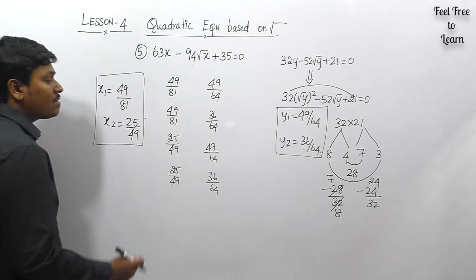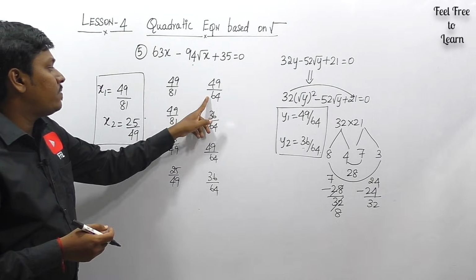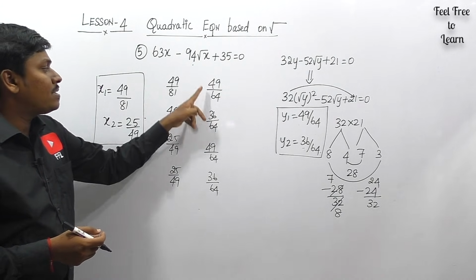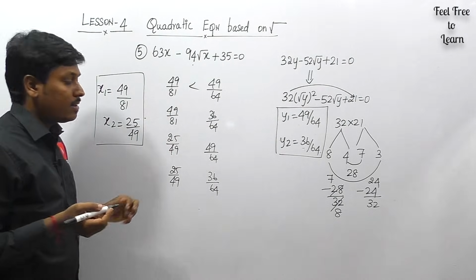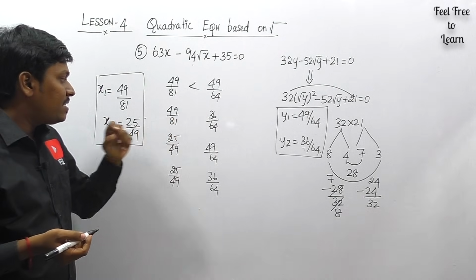So now we need to find whether x is greater than or less than, right? So 49 into 64, 49 into 81. Just see the logic, right? 40 into 60, 40 into 80. So definitely 40 into 80 will be greater, so that y will be greater. So the second number is 49 divided by 81, 36 divided by 64.